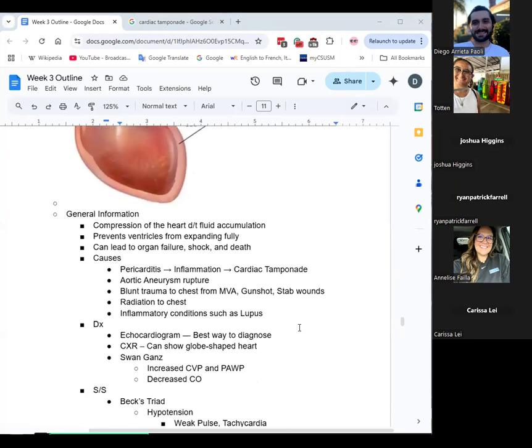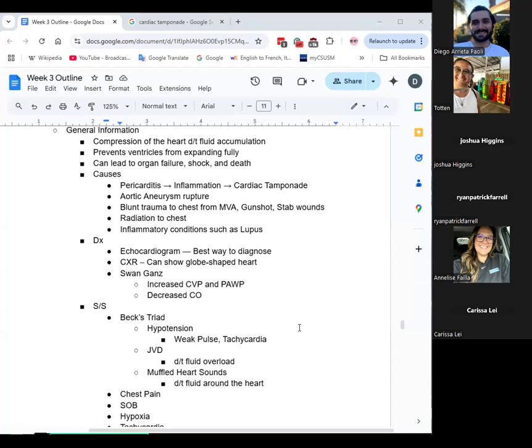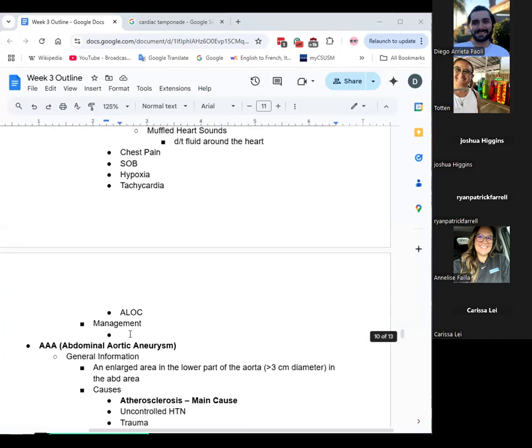They need the preload, kind of like how that right-sided MI is the exception to giving nitroglycerin for someone with an MI having chest pain. So that is the interesting thing with that. This person's going to need O2, they're going to need fluids, and they're going to need vasopressors. That's the interesting thing about this condition.